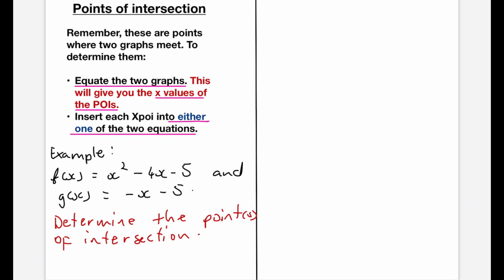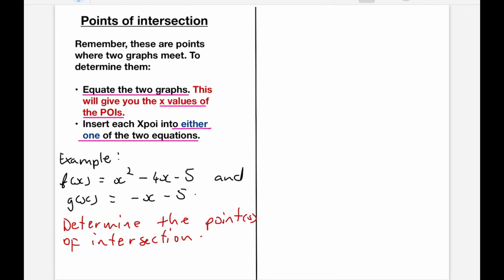You equate the equations of the two graphs, and that will give you the x values of the points of intersection. You then pick one of the equations to insert the x values of the points of intersection, and that will give you the y values of the points of intersection. Let's do that in this example where we're given f of x and g of x, two different functions. And we're being asked to determine the points of intersection.